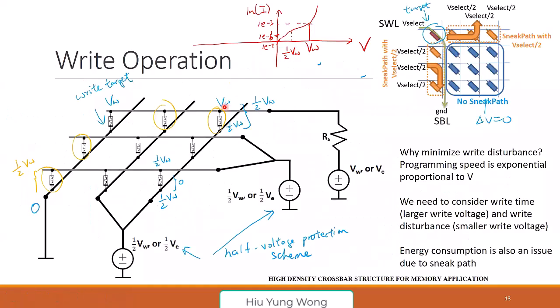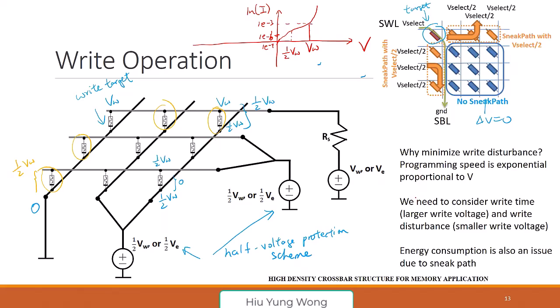Another thing is, how about the reliability? You are trying to write me. Yeah, but you're only writing me with half of the writing voltage. Due to the exponential feature, I don't change by half. I actually only change very tiny. Maybe you try to do it for 1 million times, you can fix my state, but not for 10 times or 100 times. So this is the very important thing, right?